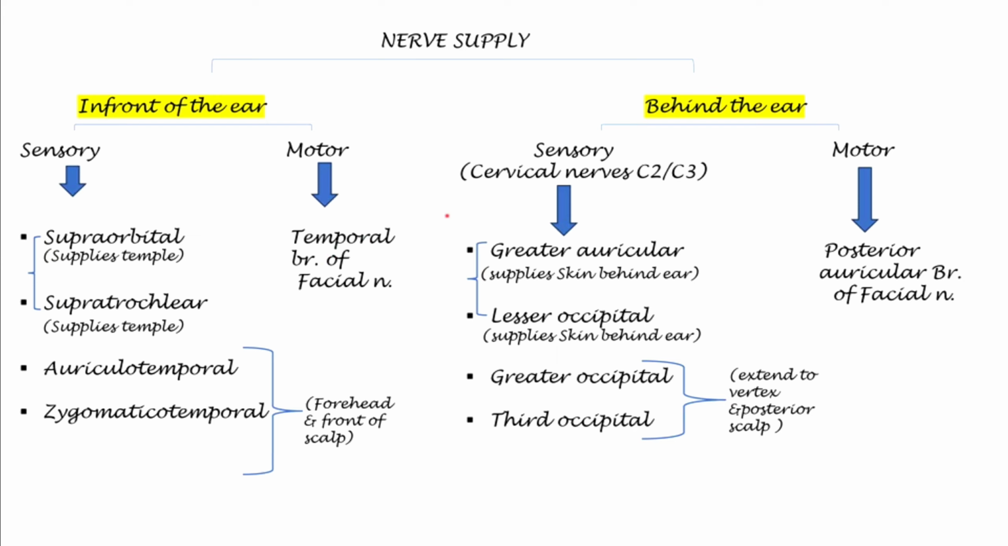Let's see the nerve supplying the scalp behind the ear. Sensory and motor, similar. Sensory involves cervical nerves C2 and C3 plexus. Greater auricular, lesser occipital. Both supply the skin behind the ear. The greater occipital and third occipital. They extend to the vertex and posterior scalp. The motor supply behind the ear is the posterior auricular branch of the facial nerve.